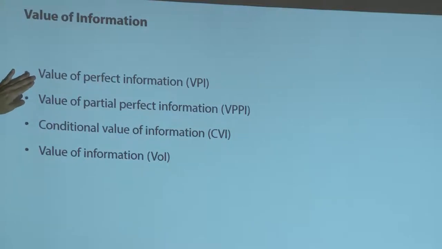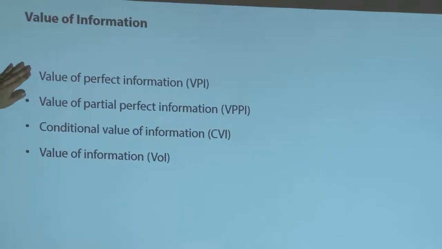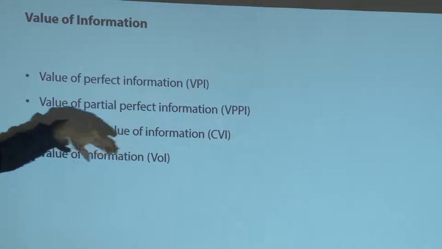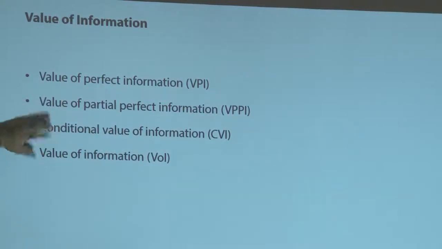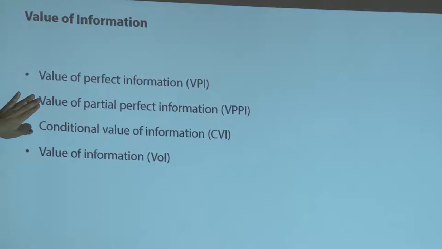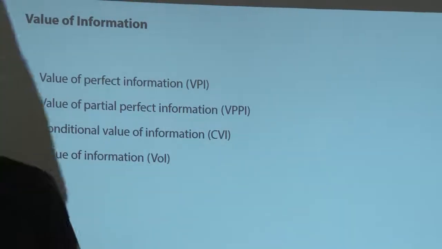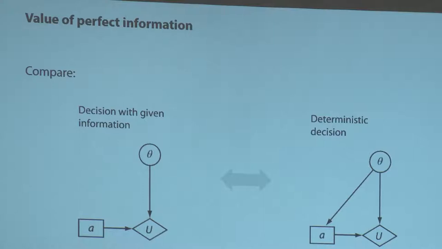Who has heard of value of perfect information? Some have, I would expect, yes. And that's actually quite a useful concept, I find, also in explaining this idea of value of information. And then these others I will not discuss here. This value of partial perfect information is related to this. So what is the value of perfect information? It's basically the difference between the left side and the right side.